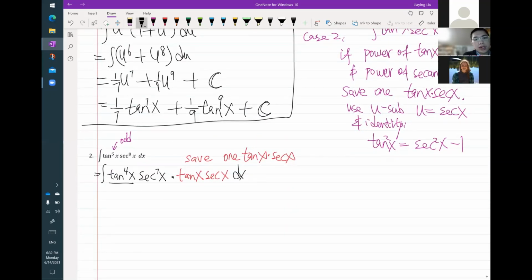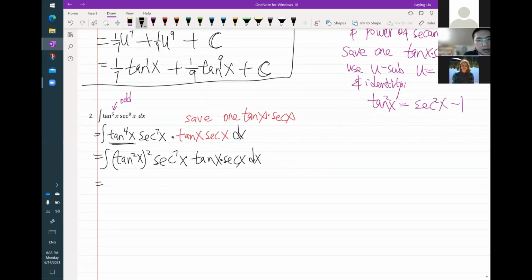So the next thing is I'm going to rewrite the tangent to the fourth power in terms of secant. First of all, I'm going to rewrite it as tangent squared squared. That way I can substitute for that tangent squared, and then secant to the seventh power x, tangent x, secant x dx. So that will become integrating secant squared x minus 1, squared, secant to the seventh power x, we already had that, and then tangent x, secant x dx.